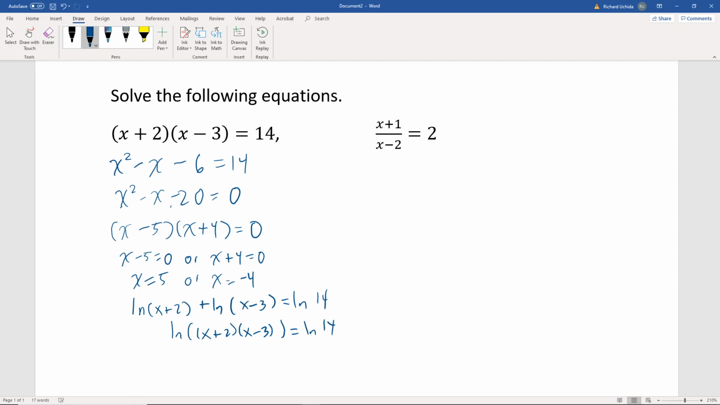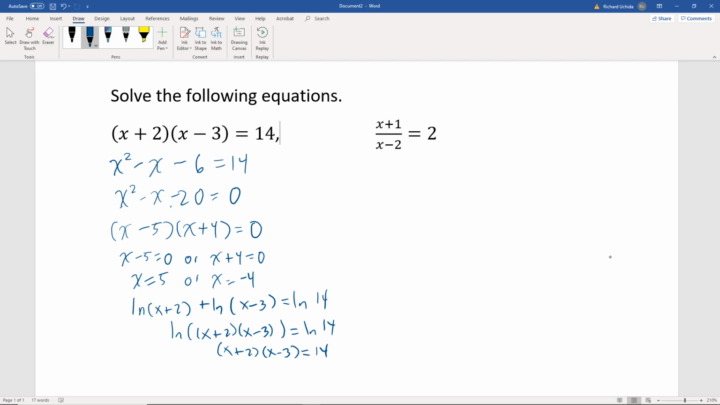And then if we had these two single logarithms equal to each other, where the bases of the logarithms are the same, which is base e because they're both natural logarithms, then what's inside the two logarithms are equal to each other. So we could say that this means that x plus 2 times x minus 3 equals 14. And if you notice, that's the equation we just solved. So we would then do what we just did to solve for x.